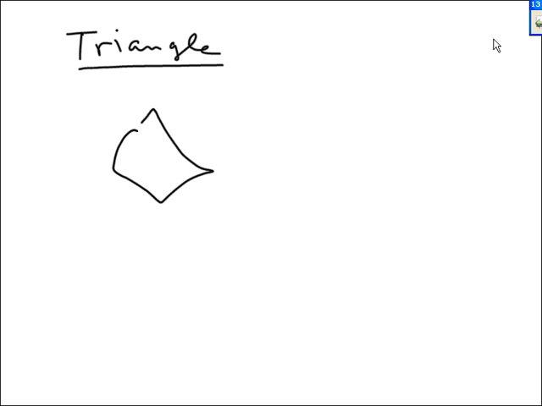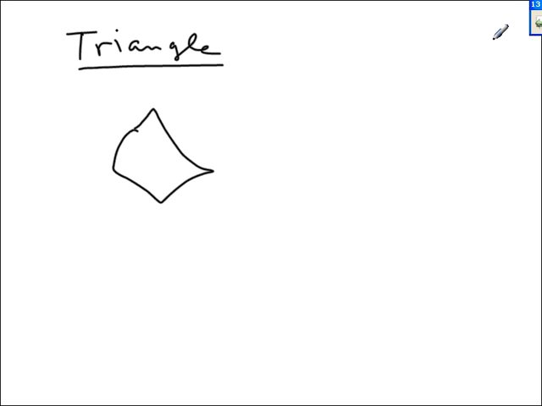Now, let's talk about a triangle. Then we'll even prove a theorem and that'll be it. Let's talk about a triangle. A triangle is a closed figure containing 3 line segments. Well, let's talk about a closed figure. That's a figure. It's closed. How do I know it's closed?